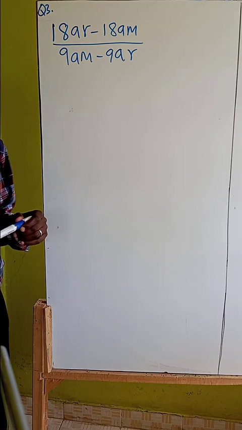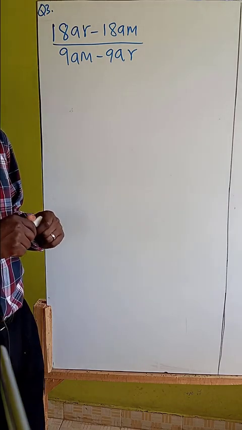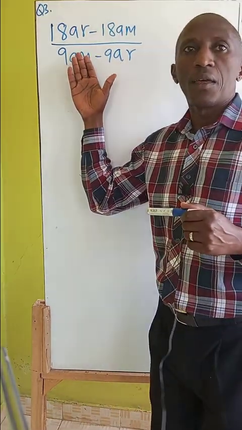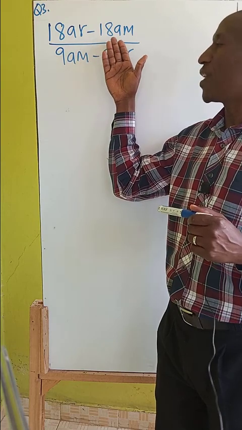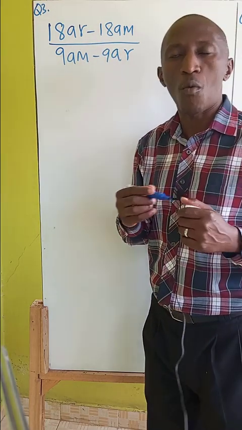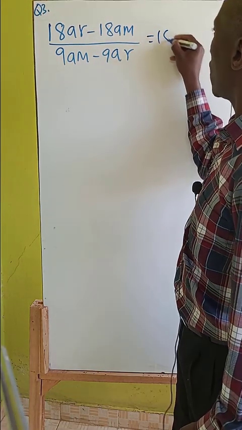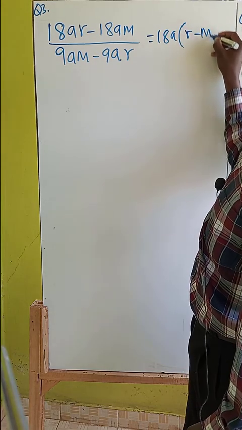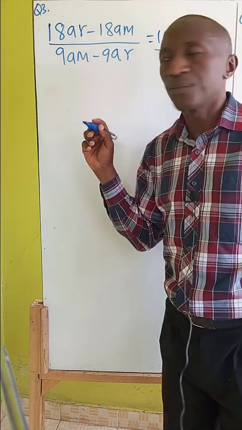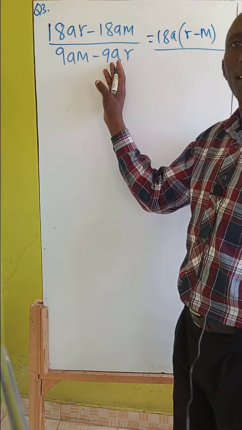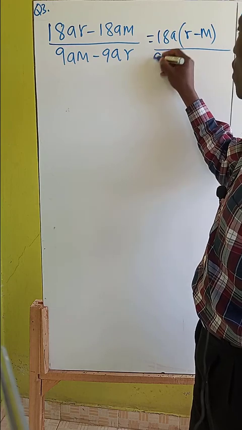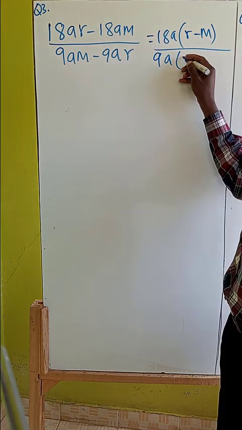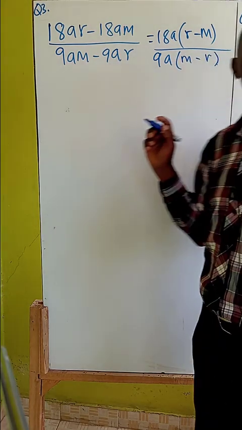Welcome back. I believe you've worked out the question and now we can work it out together. In this question, 18A and 18A in the numerator is common. So that gives us 18A outside the brackets. Then we are left with R minus M. In the denominator, 9A and 9A are the common terms. So we get 9A, then we have M minus R. We are left with M minus R.